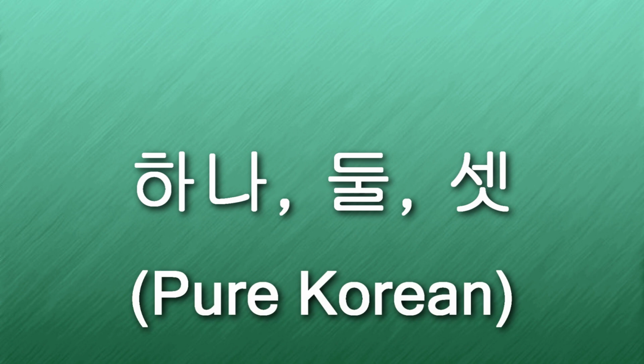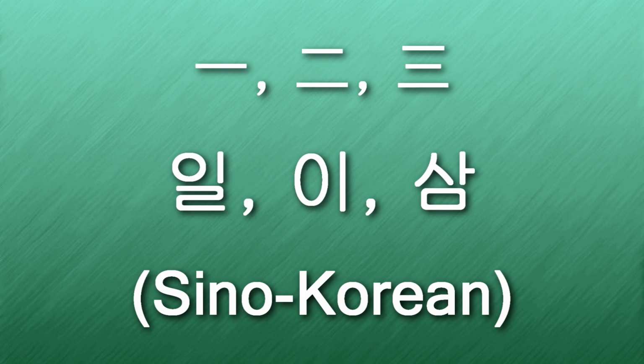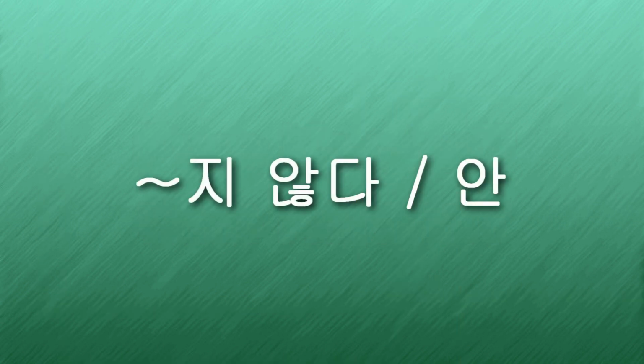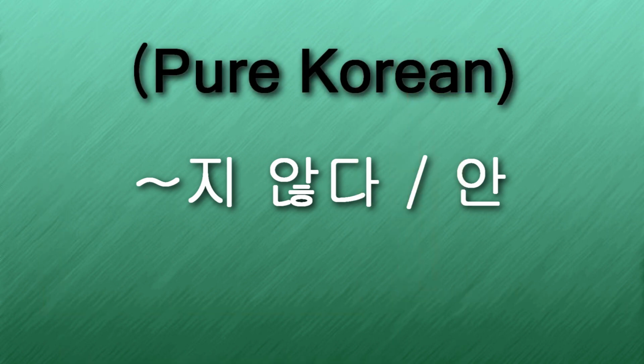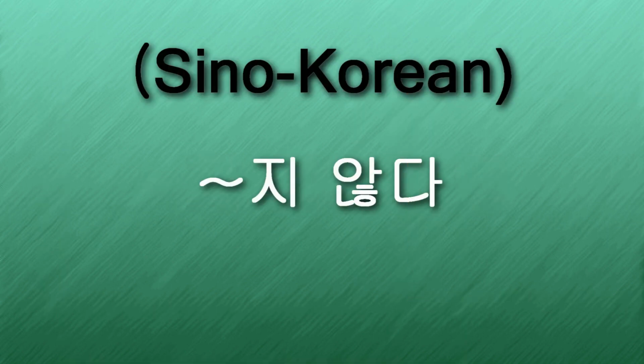하나, 둘, 셋 are pure Korean words and didn't come from Chinese. But 1, 2, 3 came from Chinese characters and are called Sino-Korean. Sino meaning China. Anyway, so why is that important? Because if you know whether the verb is pure Korean or Sino-Korean, you can know whether you can use an with the verb to make it negative, or if you have to use 지않다. For all pure Korean verbs, you can use either an before the verb or 지않다 at the end. And for all Sino-Korean verbs, you can only use 지않다.